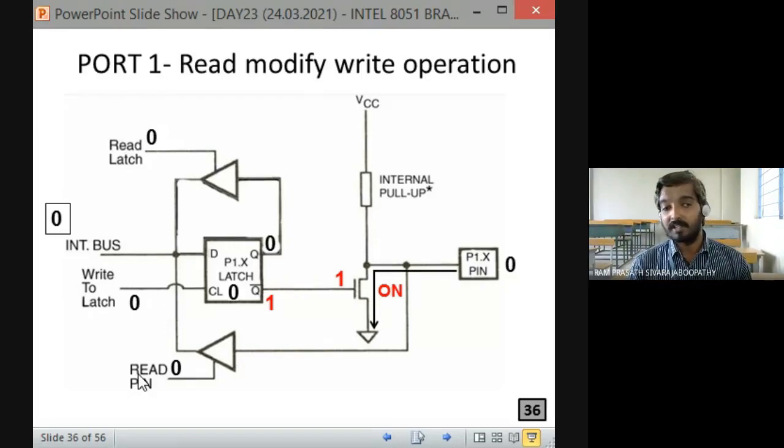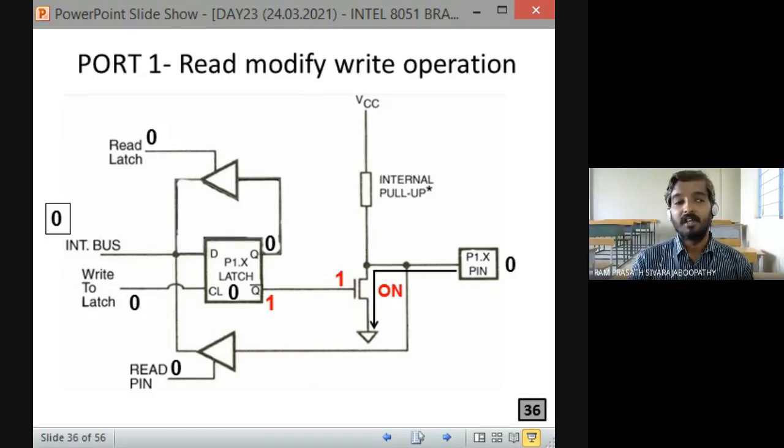Previously we had written 1, so the output pin had logic 1. When the CPL instruction executes, what happens first? The read latch is enabled, the latch is read, and then the modify operation takes place. Again the write to latch signal is enabled and the result is placed back into the latch. So the condition of the port pin changes from 1 to 0. This we call a toggle operation.